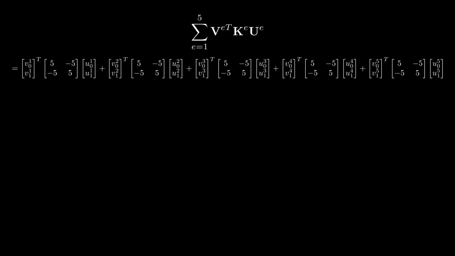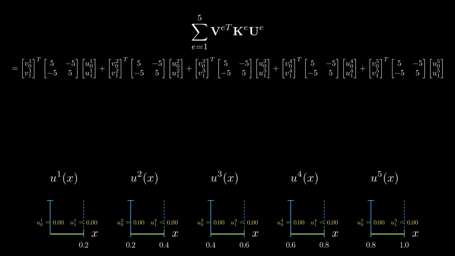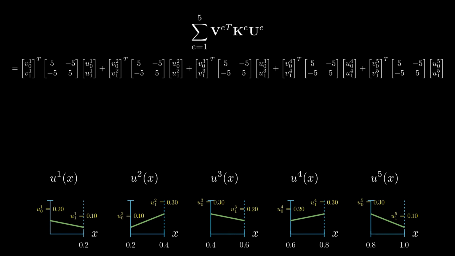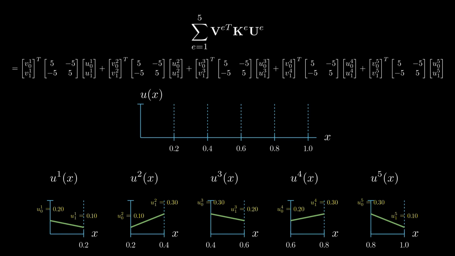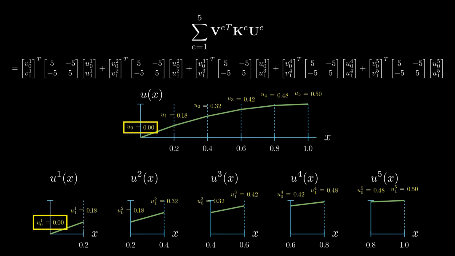To do so, we consider the left-hand side of the discretized weak formulation. We then expand the sum over all elements. Recall that each of the elements has two nodes and two unknown nodal values of u. These nodal values are related to the globally defined nodal values of u. In particular, u^1_0 at the element level must equal u_0 at the global level, and u^1_1 at the element level must equal u_1 at the global level. Similarly, u^2_0 must equal u_1 and u^2_1 must equal u_2, and so on.